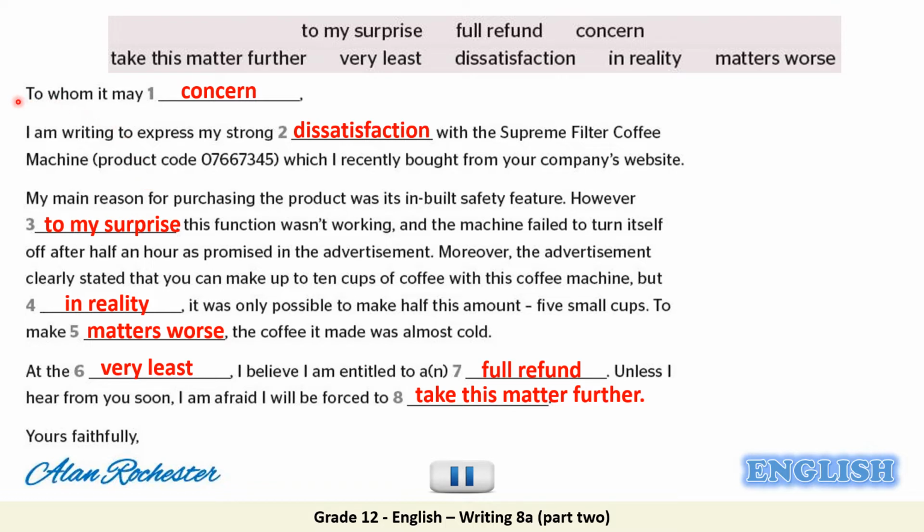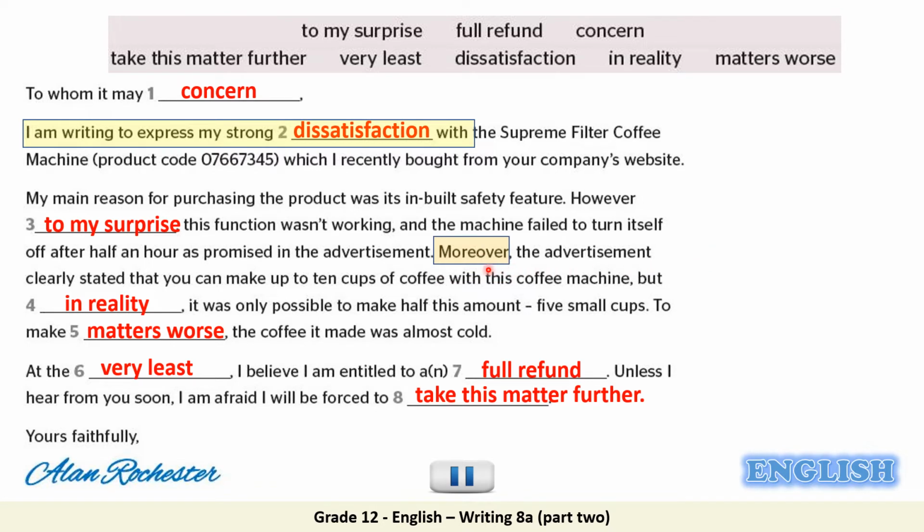So we have a formal greeting, a formal salutation. Let's analyze the first paragraph. I want you to tell me what should be there in the first paragraph. Excellent. In the first paragraph, we should write the reason for writing. Moving on to the main part, there should be your problems with the product or the service you're complaining about.